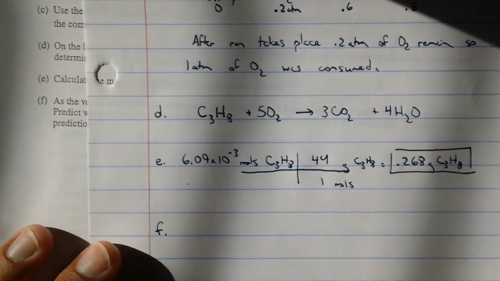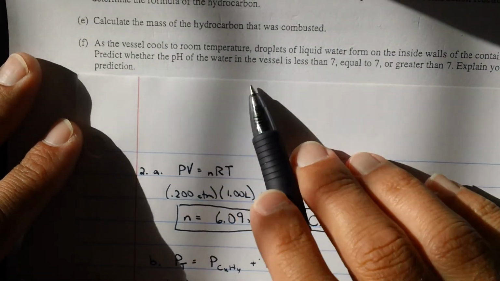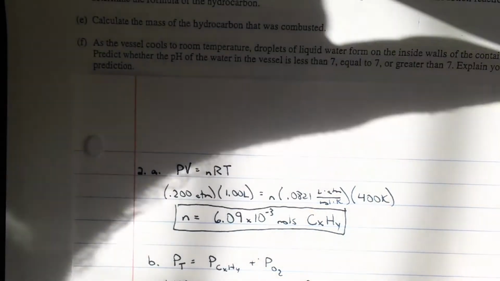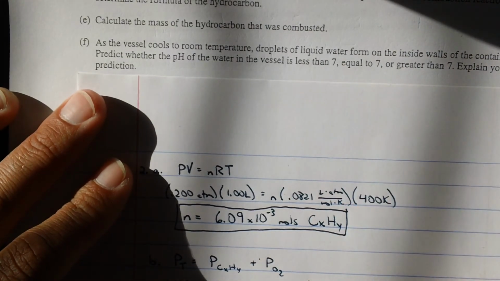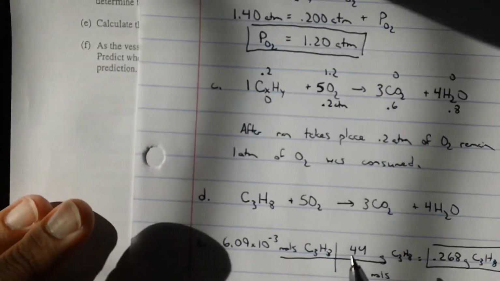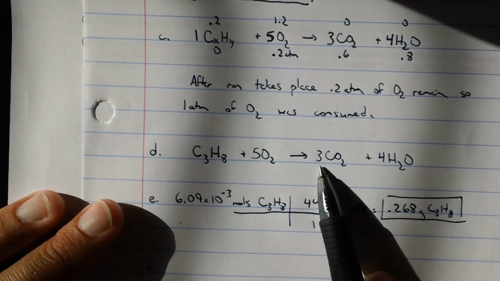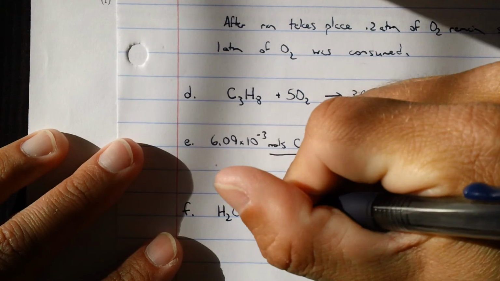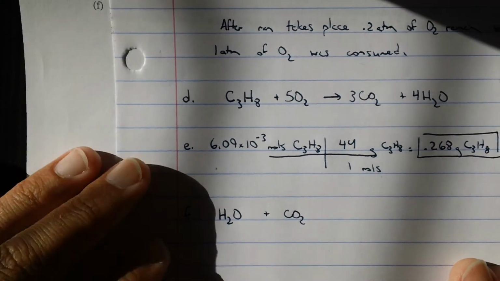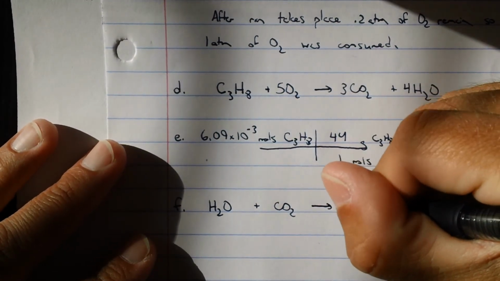And then the last one, part F, says as the vessel cools to room temperature, droplets of liquid water form on the inside walls of the container. Predict whether the pH of the water in the vessel is less than 7, equal to 7, or greater than 7. This is a highly missed question because it's easy to go pH of water. Water must be a pH of 7. Here's the problem. That water that's liquefying is in an environment with a huge amount of carbon dioxide floating around, and so when that water vapor and that carbon dioxide react with each other, that automatically produces some carbonic acid.